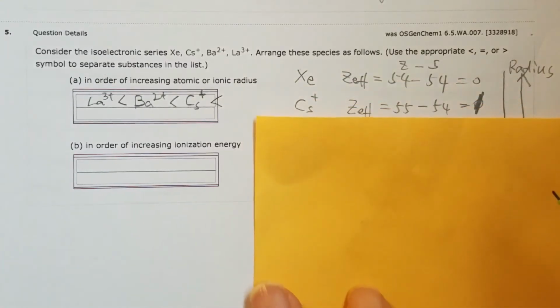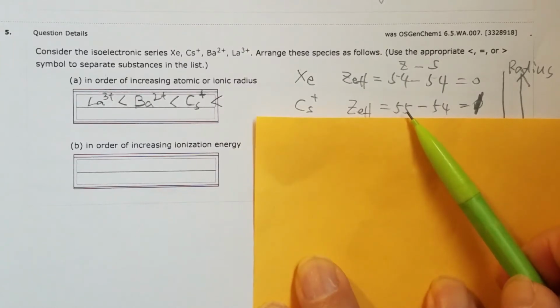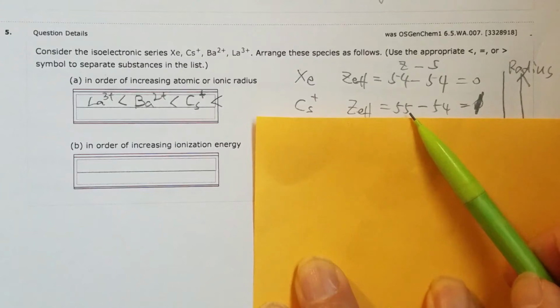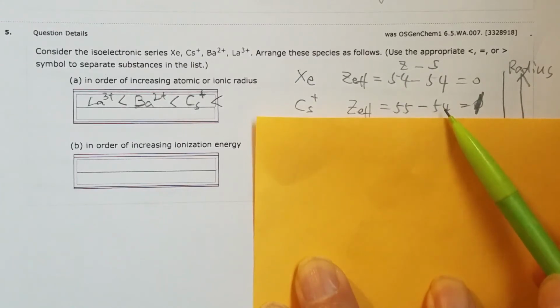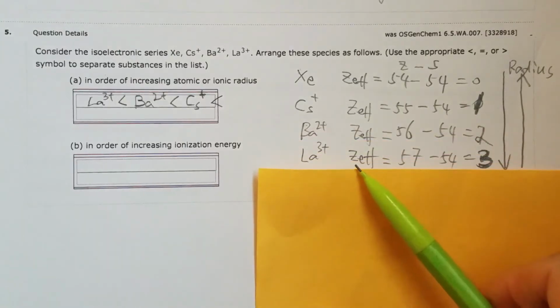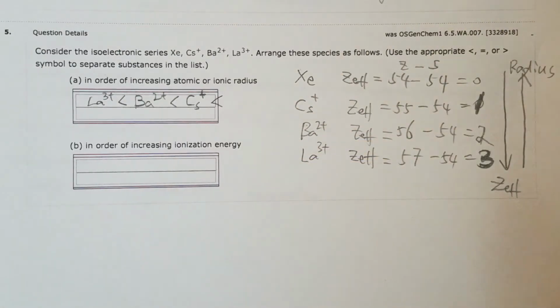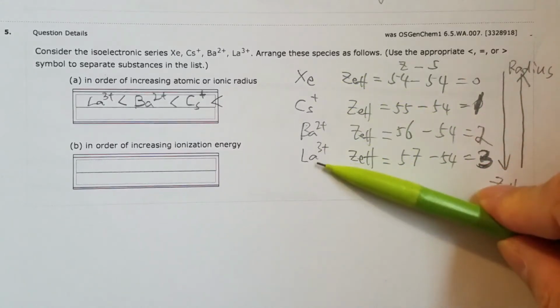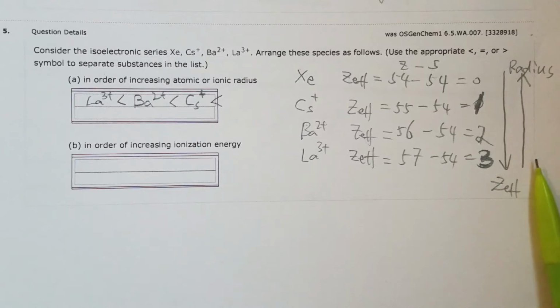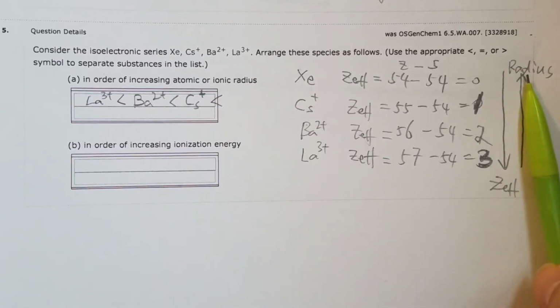And then cesium, the atomic number, or the number of protons, is 55. You get that from the periodic table. And the number of core electrons is still 54, the same as xenon's. So therefore, it's 1. Then you can work on barium 2 plus and lanthanum 3 plus. You can see from xenon all the way down to lanthanum 3 plus, the Z effective increases.